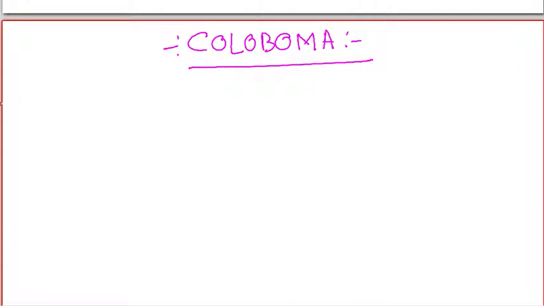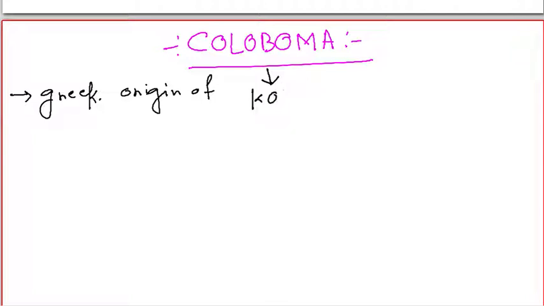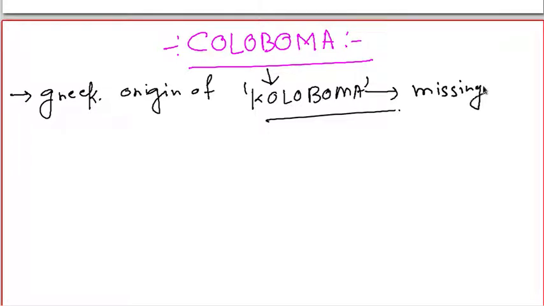Now what is this coloboma? Coloboma has a Greek origin of name, that is koloboma. This is the Greek name, coloboma. It means missing part. Coloboma means missing part. Okay, so something is missing in the eye.